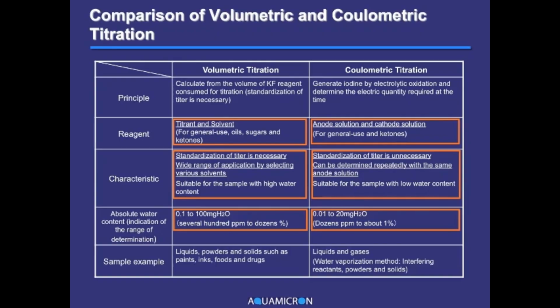It can be applied for low moisture samples, the water concentration of which is in the range of several parts per million and several percentage points. Volumetric titration is better than colorimetric titration for high moisture samples in the concentration range of several hundred parts per million and several tens of percentage points. You can choose between your preferable titration methods by referring to this comparison table, depending on the nature of your samples. I also recommend that you have both titration type analyzers if you have to handle samples of various natures or with a wide range of water concentrations.